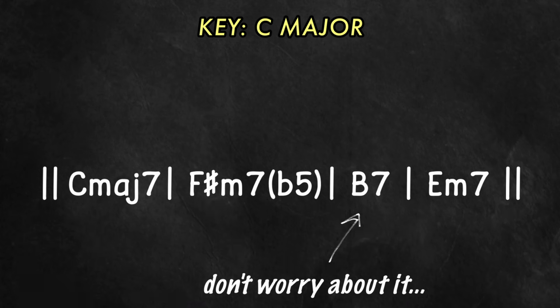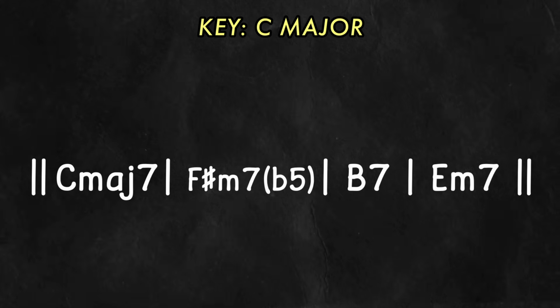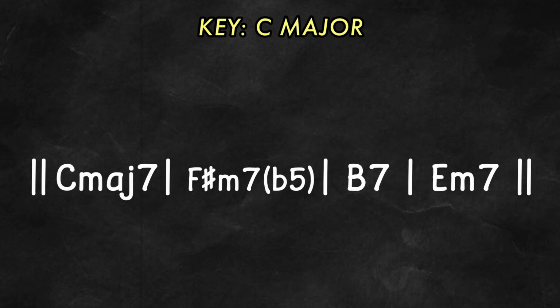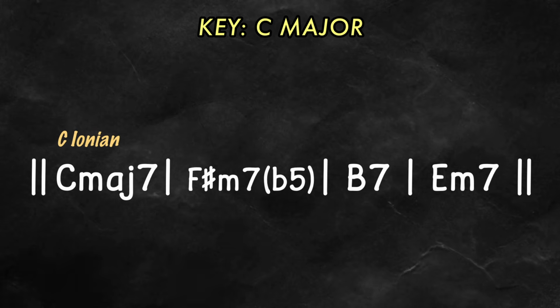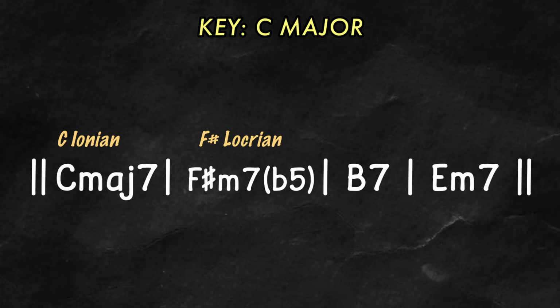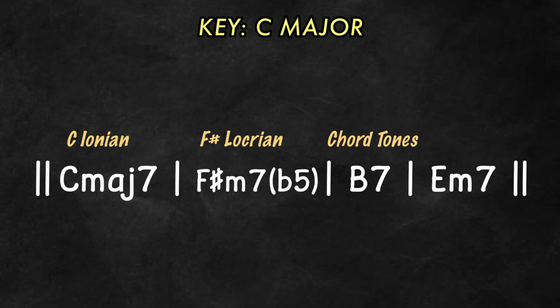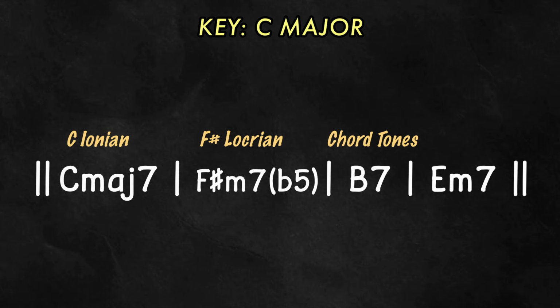Let's leave that B7 to the side right now because that one is a more special chord. Dominant chords are the most complicated chords that we have in music, and we're not going to talk about how to navigate it right now. That's going to be for a future lesson. So the modes I'm going to be thinking about are going to be the C major, the C Ionian, the F sharp Locrian. For B7, I'm just going to think about the arpeggio. Just the notes of the chord, okay? Or even just 1-5, it's fine.